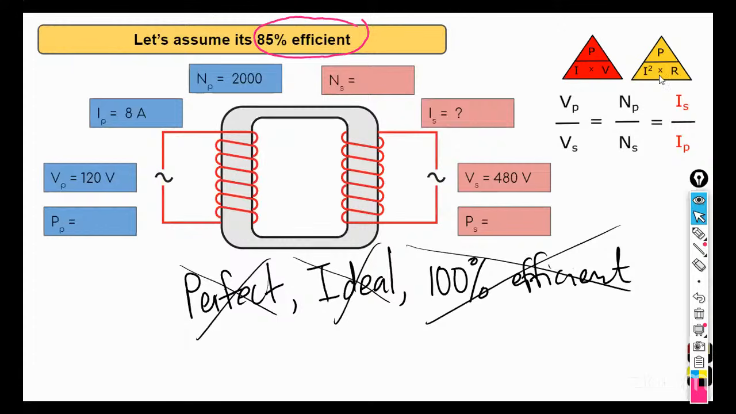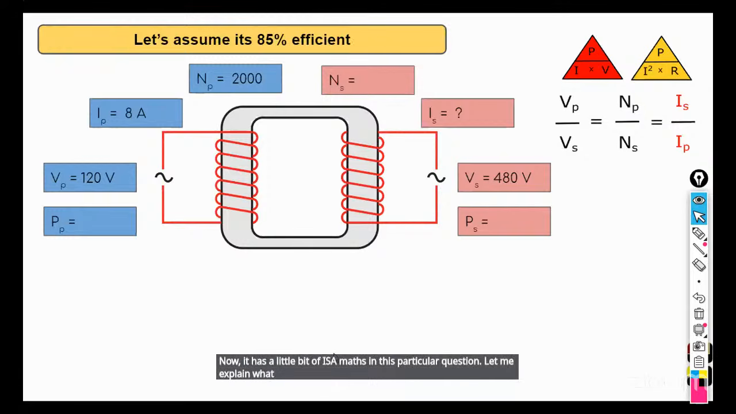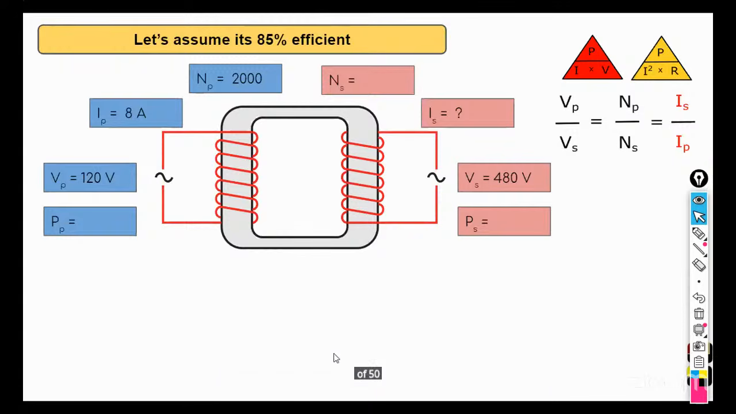All right, so let me show you how to deal with this question. Now it has a little bit of SEA maths in this particular question. Let me explain what I mean by that. You have to know how to find the percentage of something. Remember, sometimes in primary school, they'll ask you to find 10% of something, or 50% of something, or 70% of something, or in this case, 85% of something. So you'll see a little bit of SEA maths in the question.